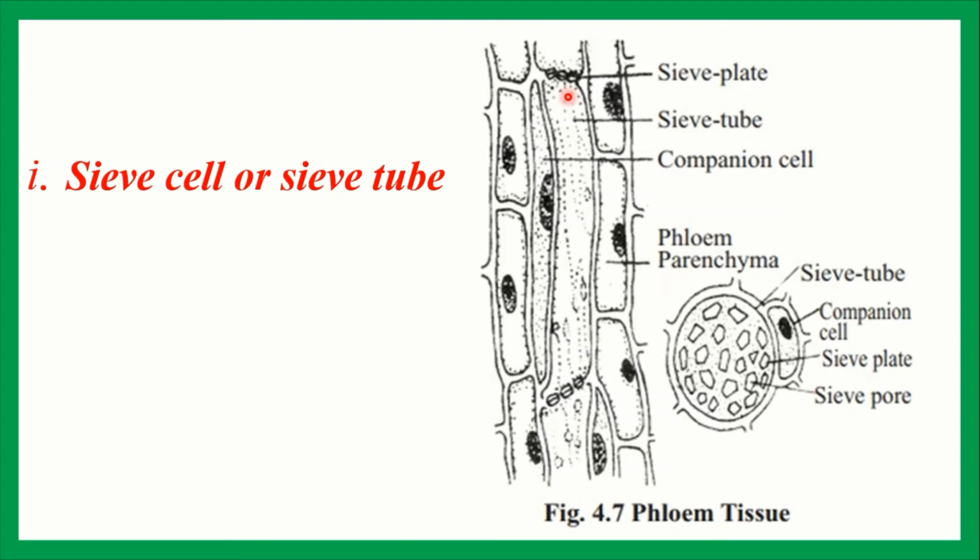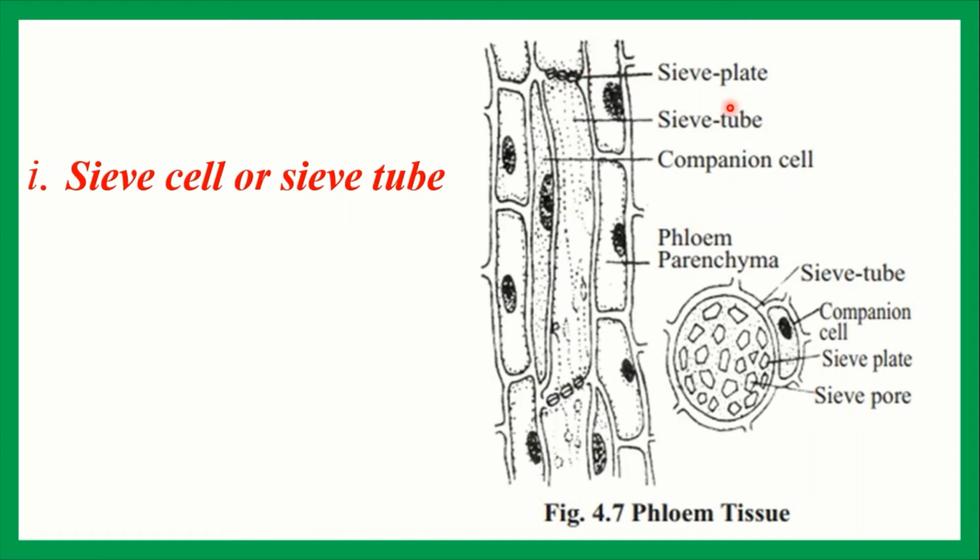Sieve cells are elongated, hollow, living cells that have no nucleus, and are known as sieve tube. Everybody see the figure. In this figure there is no nucleus. So in the sieve cell there is no nucleus. They join end to end to form a long tube. The transverse walls of the two sieve cells are perforated. Here is a sieve-like structure in the transverse section. This sieve-like structure is called sieve plate.